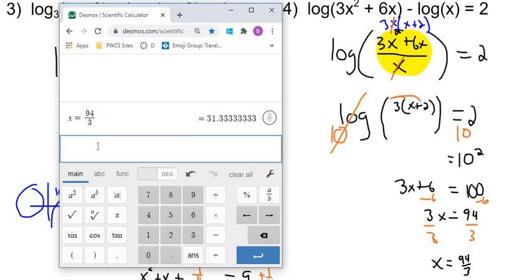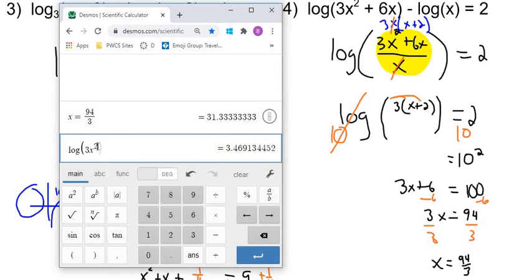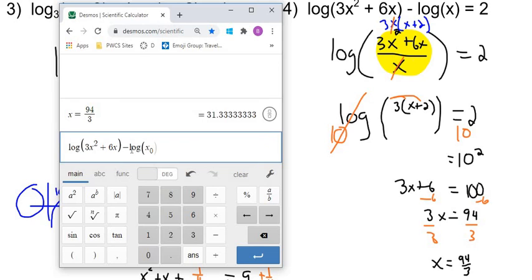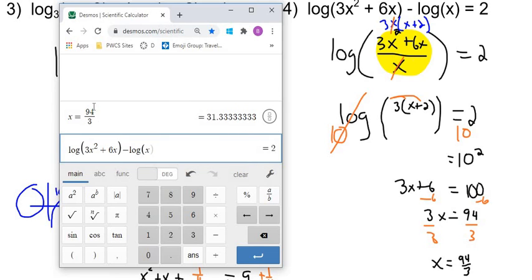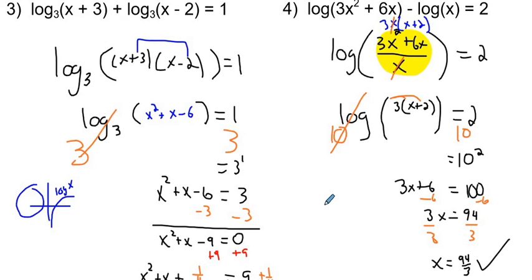Store that, and then type in log parentheses 3x squared, and then plus 6x, and then on the outside, you're going to type in minus log of x. Now, you might say, where are you getting that log function from? I'm literally typing log into the calculator. So you can see that if I type in 94 thirds, and then I type in the original problem, it comes out to 2, which is exactly what it's supposed to. So check, that works.